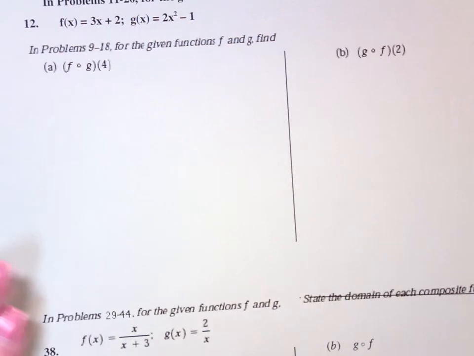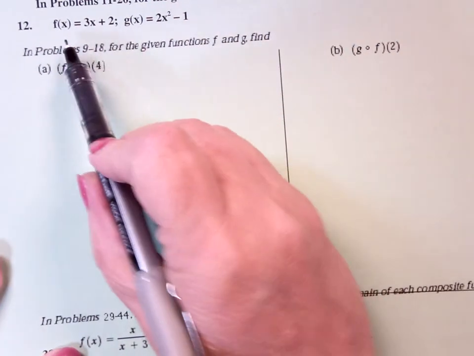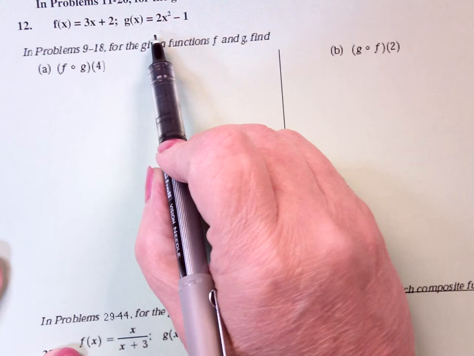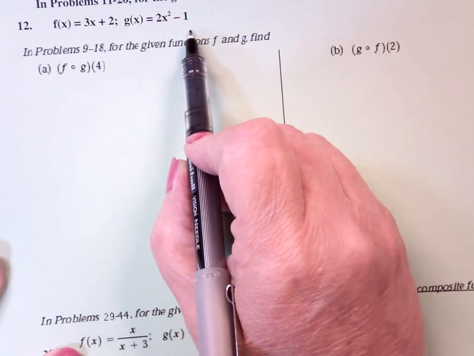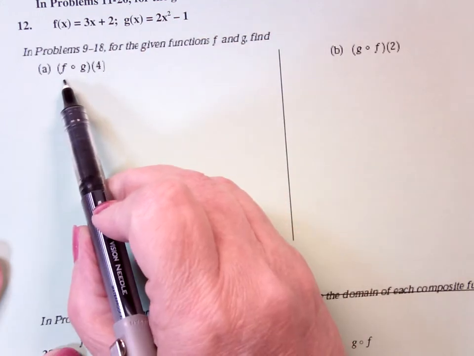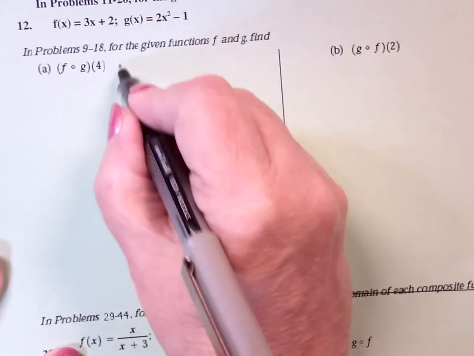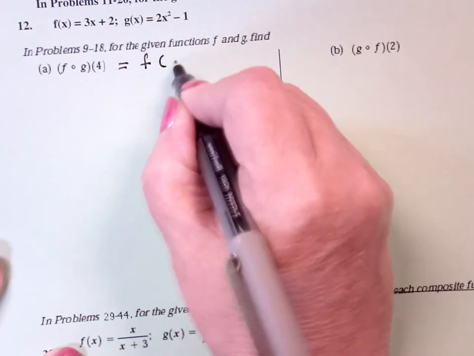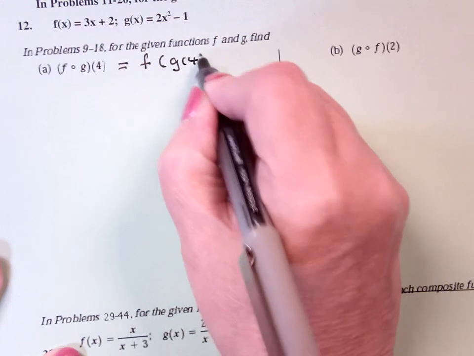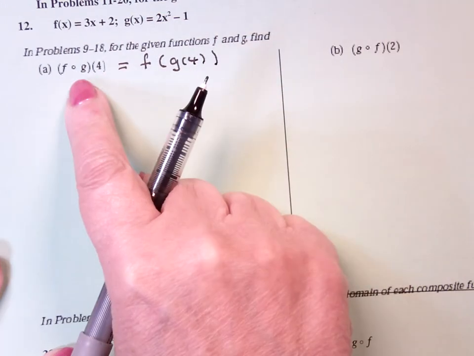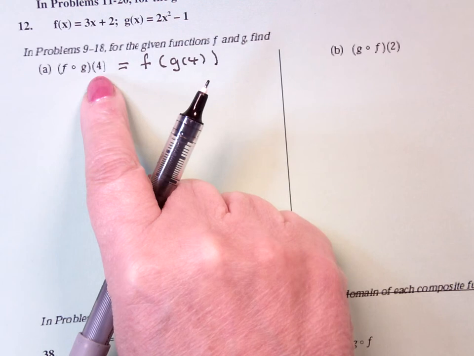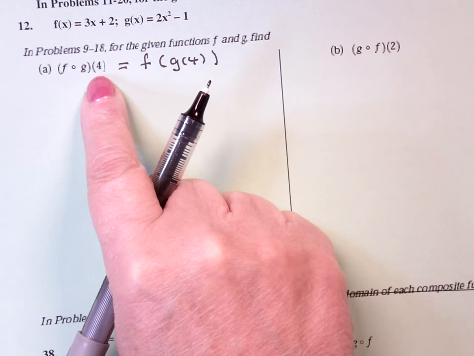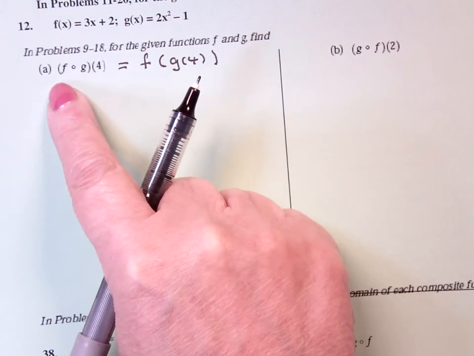So here we go. We're given that f of x is 3x plus 2 and g of x is 2x squared minus 1. We want to find f of g of 4. That says in the function f, you're going to stuff g of 4. The one closest to this second set of parentheses is the inside, and the outside is the outside.